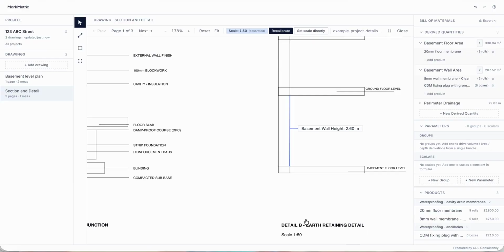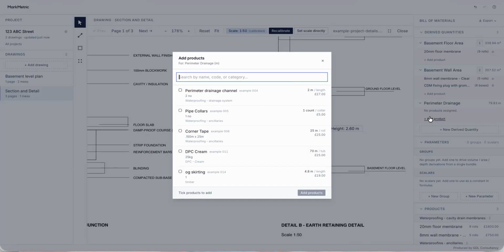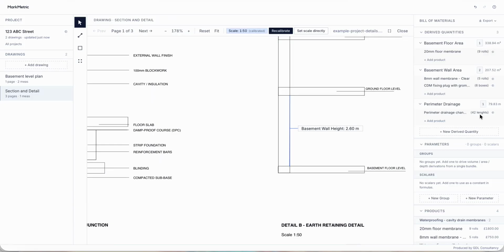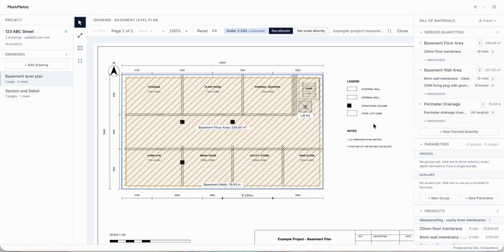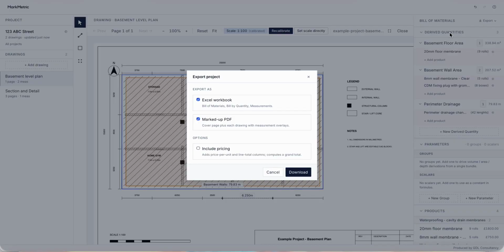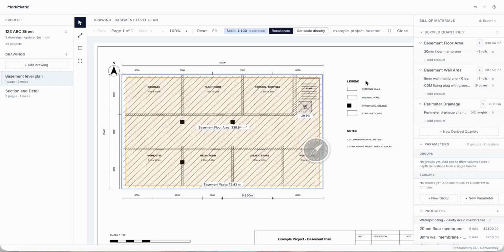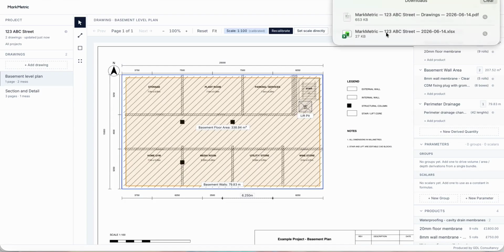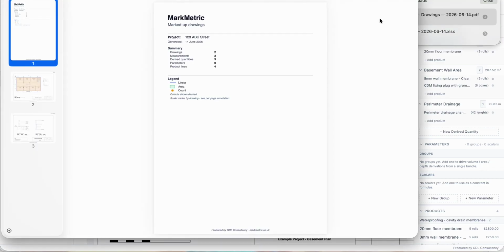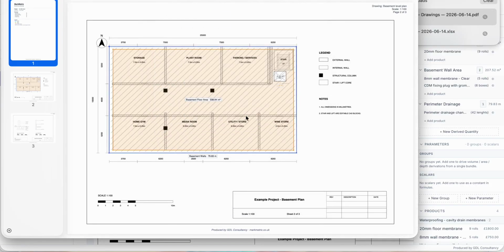Every quantity in the job in one place. And every figure shows it's working. Export to Excel, and the audit sheet sets out each measurement, its scale, and how the totals were built. Export the marked up PDF, and your measurements sit back on the drawing.